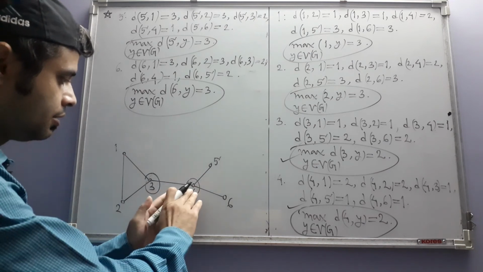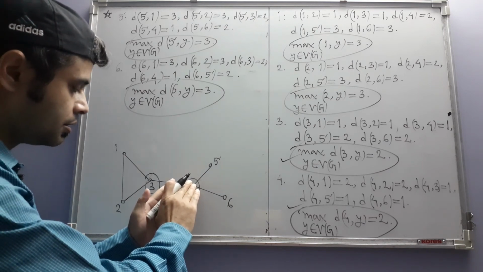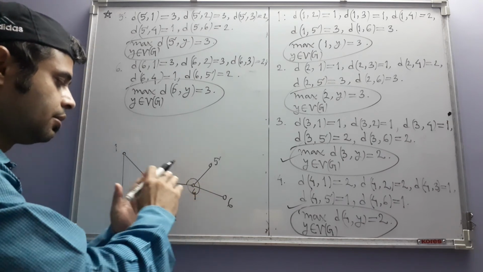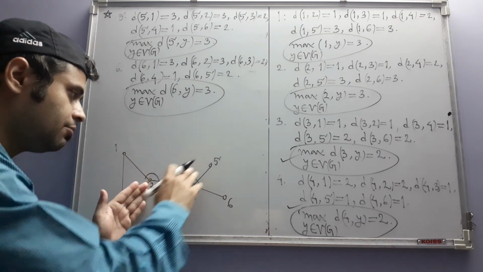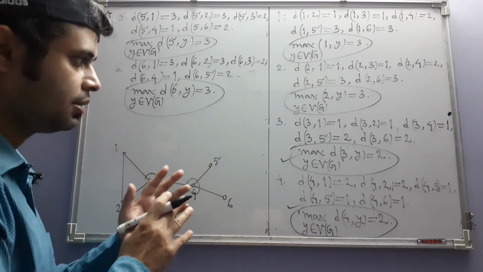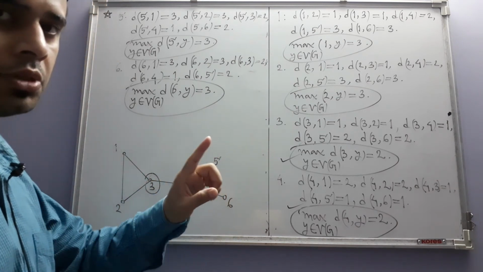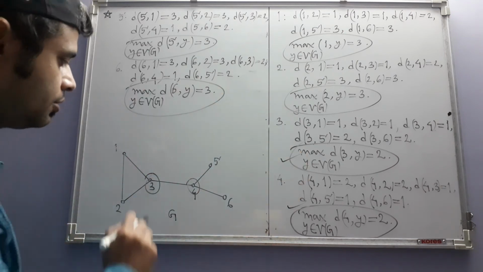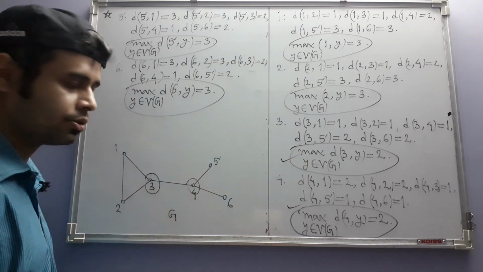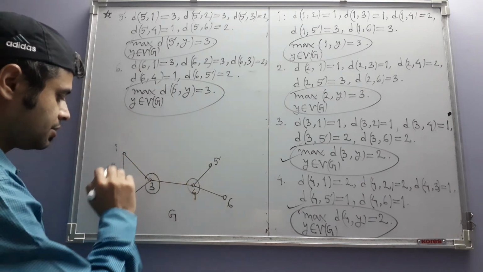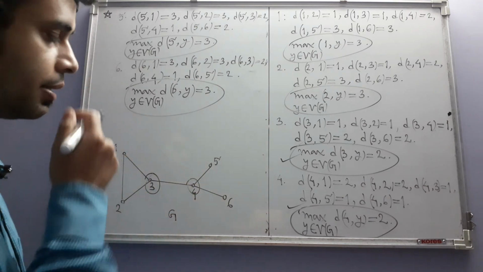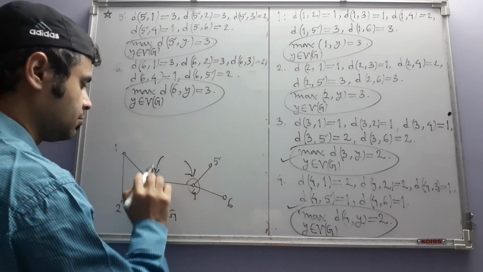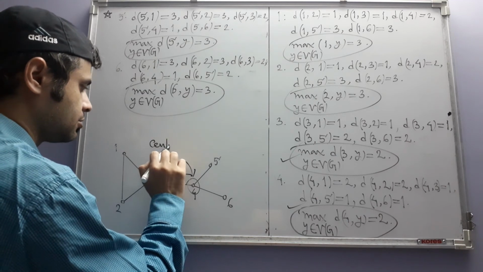That is, the maximum distance of 3 from any other vertex is 2, which is the smallest possible among all maxima. The same is the case for 4. However, for 5, 6, 1 and 2, that is not the case. So these are not central vertices.